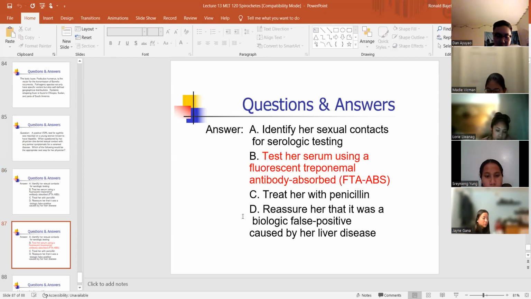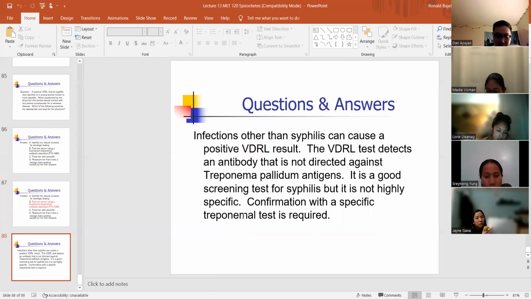The screen was positive, so you need to confirm it with the confirmatory test. Infections other than syphilis can cause a positive VDRL or even RPR. The VDRL test detects an antibody that is not directed against Treponema pallidum antigens. It is a good screening test for syphilis, but it's not highly specific. Confirmation with a specific Treponema test is required.